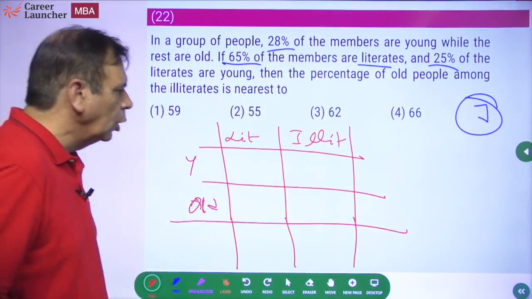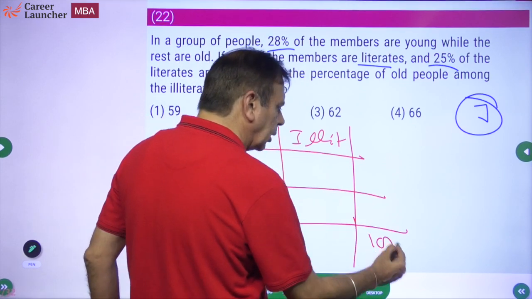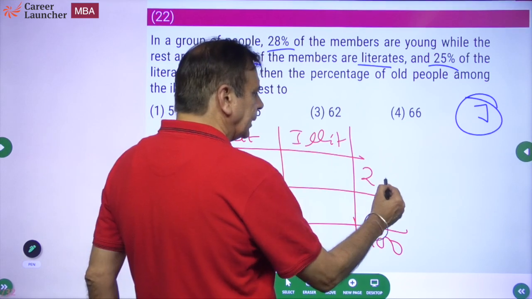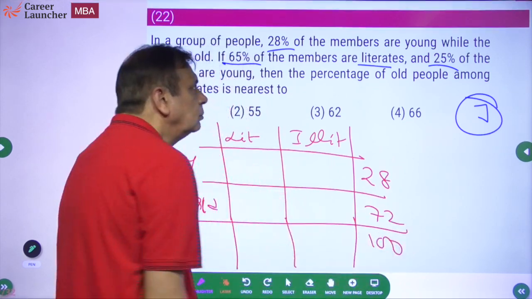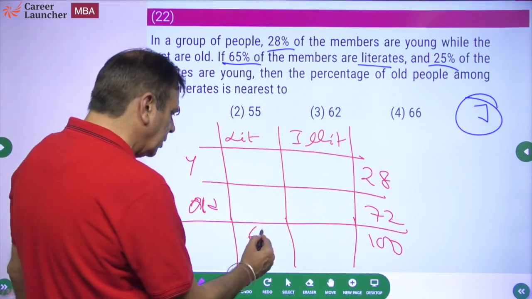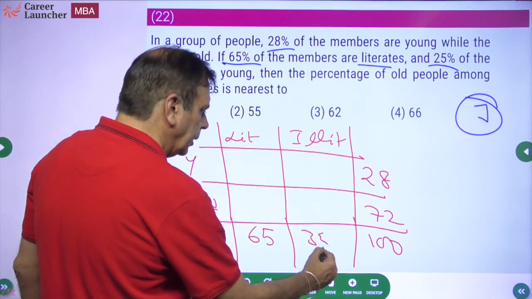Okay. So assume a total of 100 people. That's what I said. Work on a base of 100. 28% of the members are young. If 28 are young, 72 would be old. If 65% of the members are literate, 65 are literate, 35 will be illiterate.